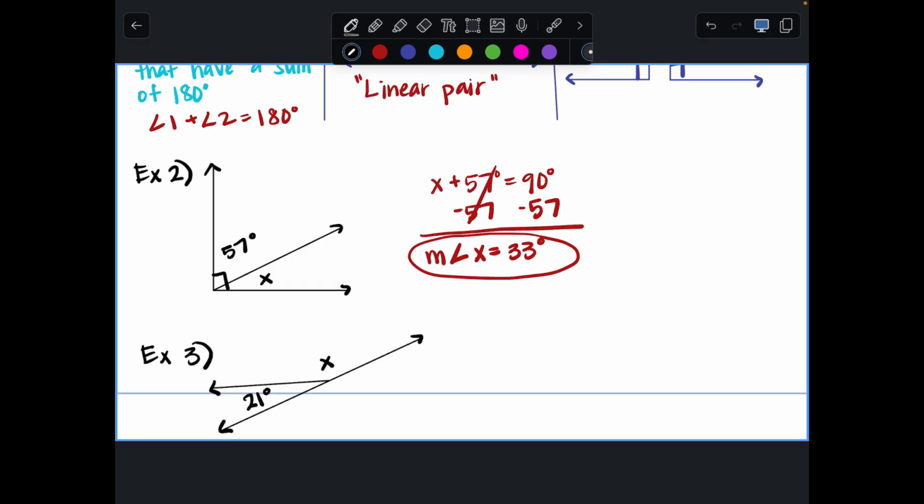Okay, here we have a linear pair, adjacent supplementary angles. They are going to equal 180. So you could write an equation, 21 plus x equals 180. So the measure of angle x is 159 degrees.